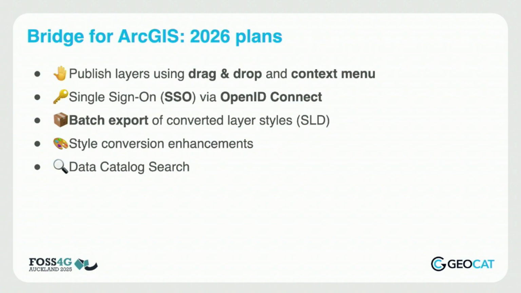There's a batch export of converted style layers, so you could quickly have SLDs exported, and style conversion enhancements will always be there. Then a bigger one is the data catalog search, where you could actually configure multiple catalogs that you may have locally, or maybe you have at the national level or from another agency, and make sure that you can browse those and also get your data layers directly into your desktop GIS.